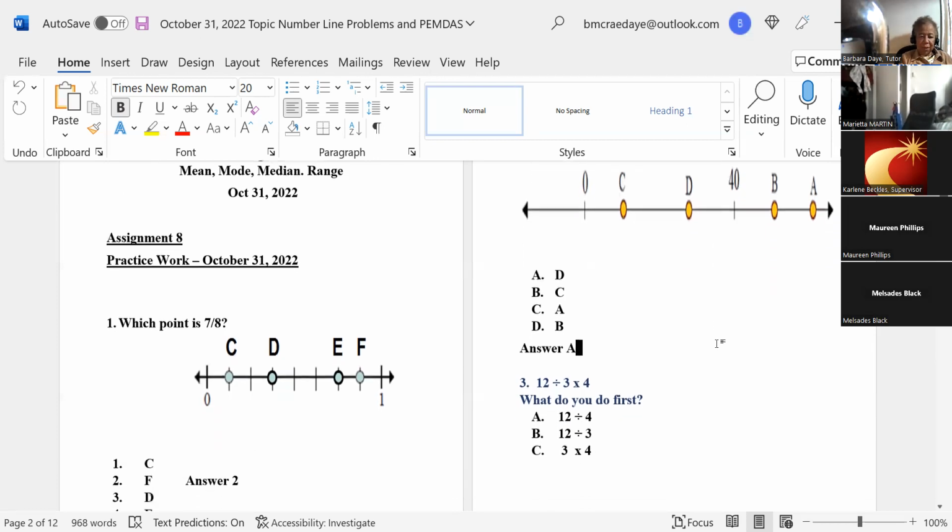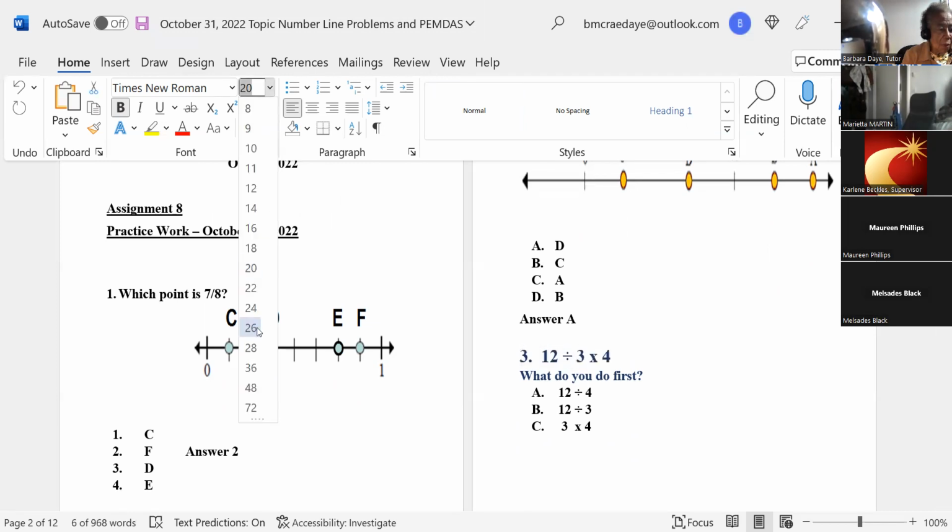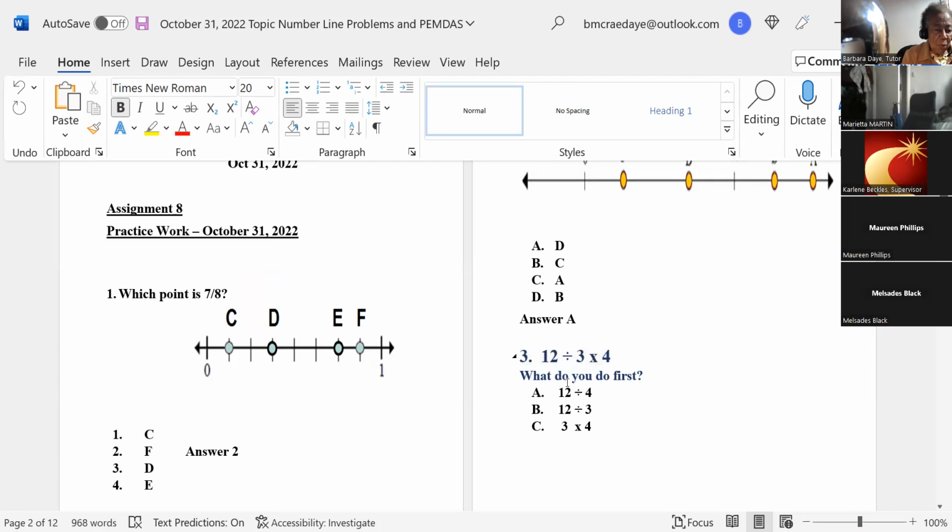Okay. Now, Maureen, number 3. Can you see this, or should I make it bigger? I can see. What do you do first? Okay, let me just make it a little bigger. And what does this say, Maureen? What do you do first? Okay, now read this expression and use the operations for the signs. It said 12 divided by 3 multiplied by 4. Okay, so which one would you do first? The multiplication. Mercedes, is she correct?